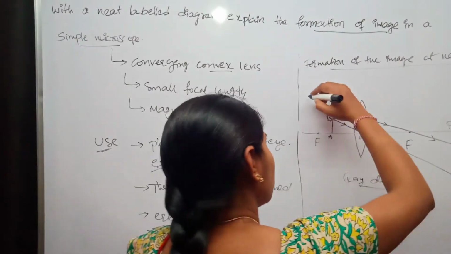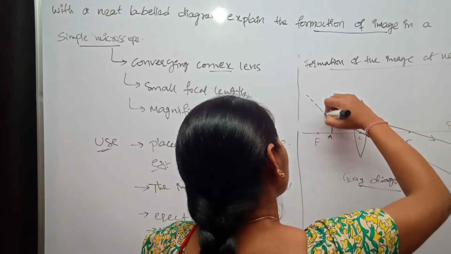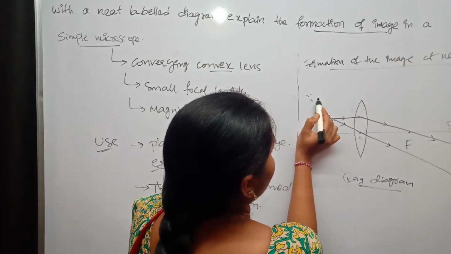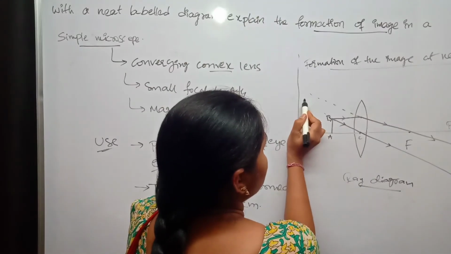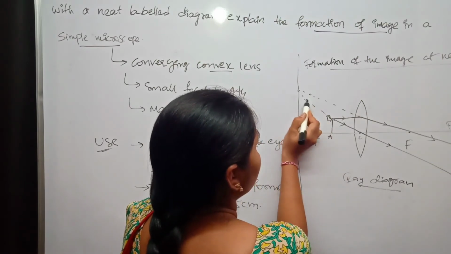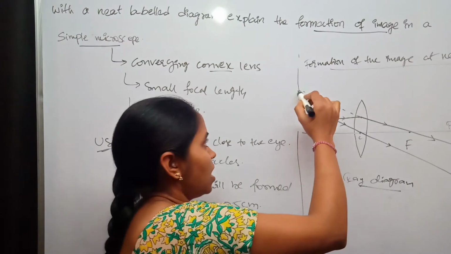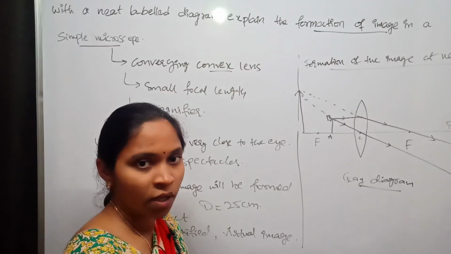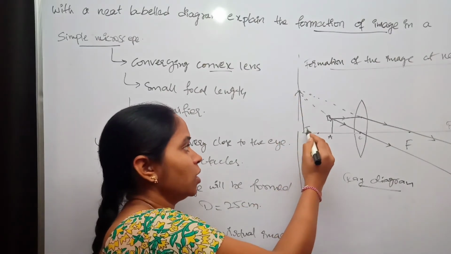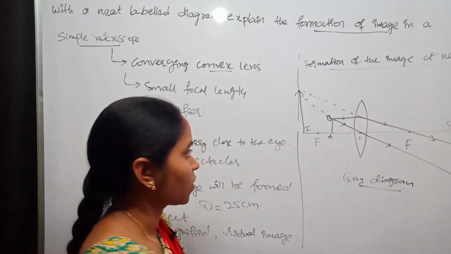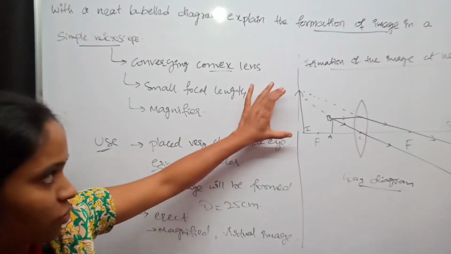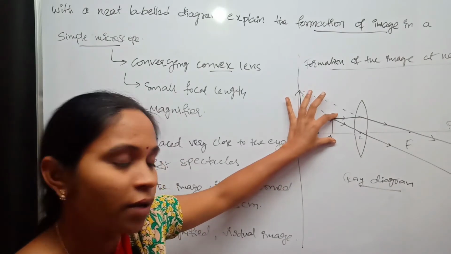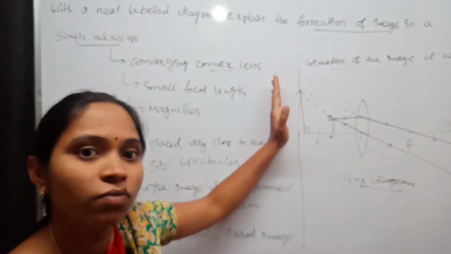If you extend these rays in the backward direction, these rays will meet at some point. And at this point the image will be formed. You just observe this image. This image is enlarged compared to this object. It is erect and it is a virtual image.